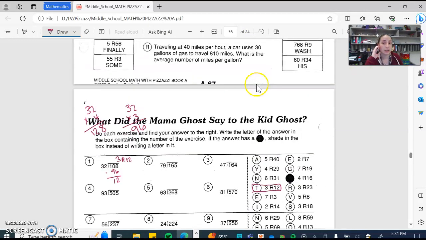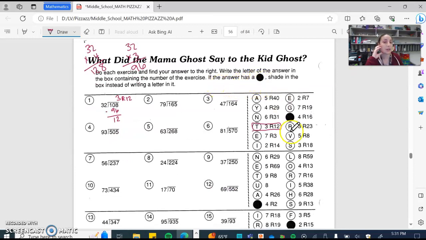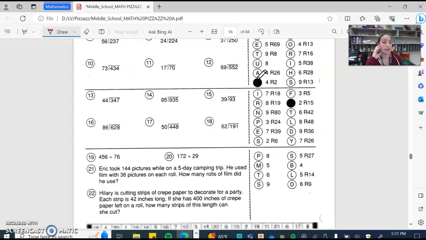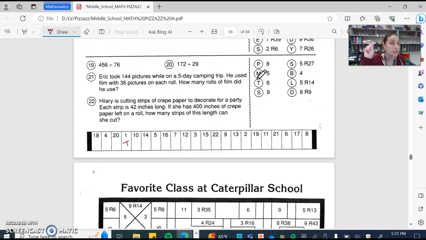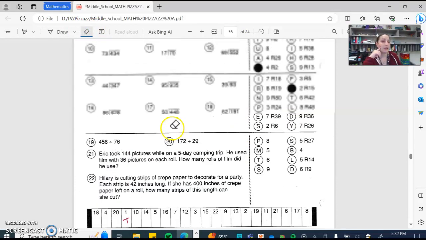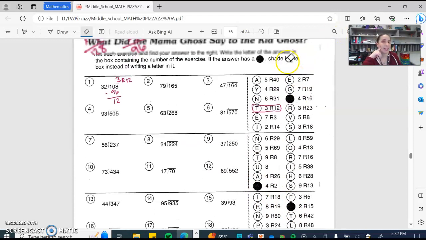Now, if you continue reading right here, it says that the answer has a black circle shaded in the box instead of writing a letter in it. So for instance, it's not true, but if 5 gave us the black dot, I would shade in 5 because that's signaling the end of a word. Again, we know it's most likely not 5. I haven't done it, but that's what these black circles represent.